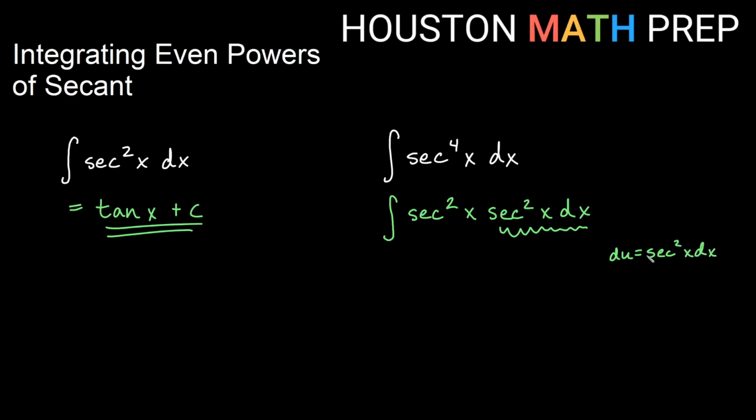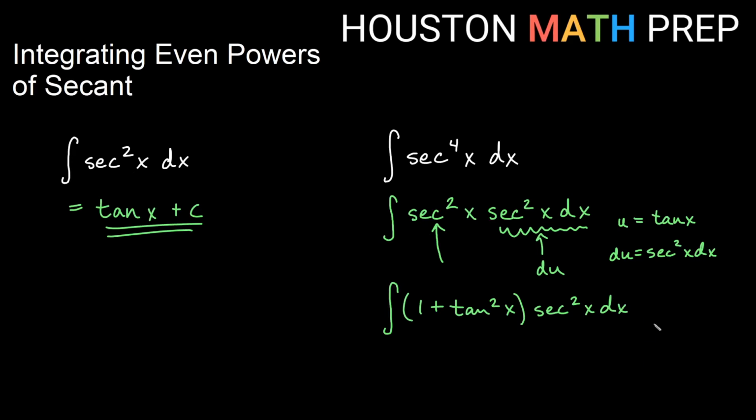Well, if that's the case, what does u need to be to do a u substitution? Well, u needs to be tangent x, right? If u is tangent x, the derivative of that is secant squared x. So we're already saying that we're going to make this our du. So how do I turn this into tangents to make it u? Well, the answer is we use a Pythagorean identity. So we will take our secant squared x and make it 1 plus tangent squared x. So that is going to help us do a u substitution.